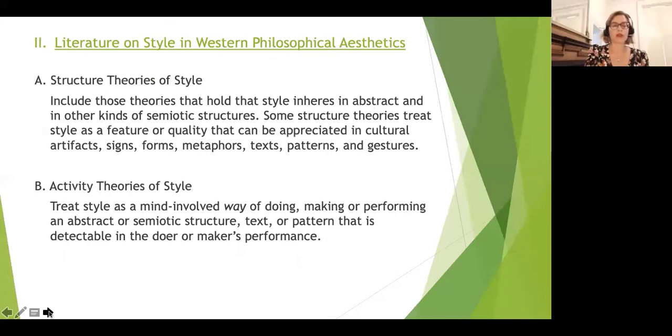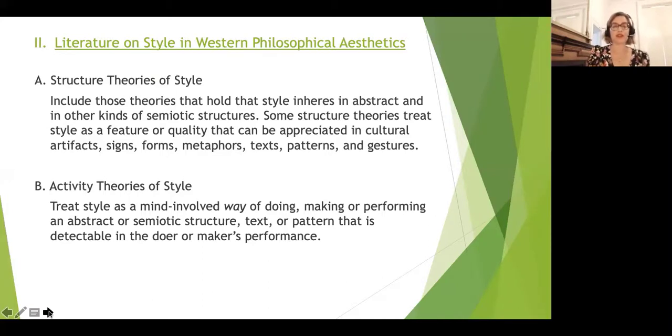So here I'm going to separate out two main categories of style that appear in the Western philosophical aesthetics literature. Those that refer to style as either A, an appreciable feature or quality of an object or structure, or B, a mode of action or agency that can be appreciated in its own right as a focus of aesthetic or artistic appreciation. One might appreciate stylistic agency, for example, by observing a style-laden process or practice of doing or making.